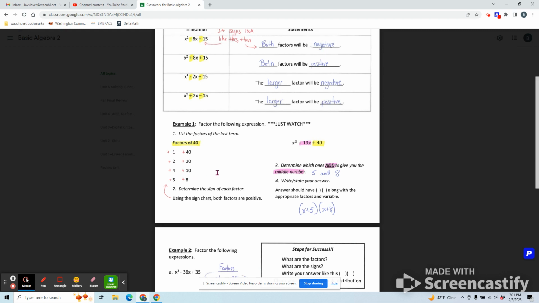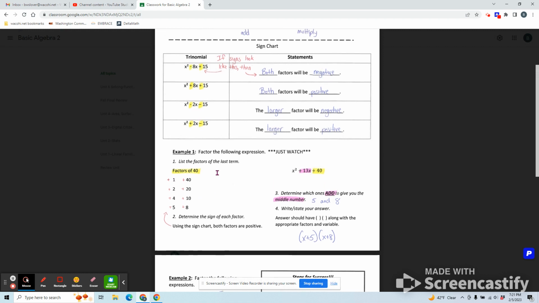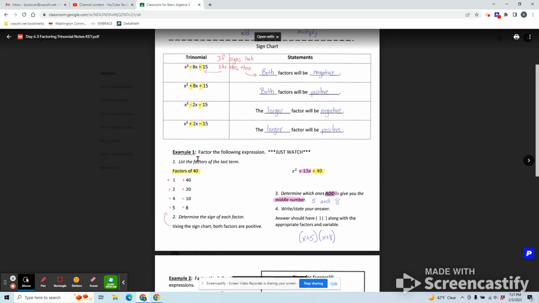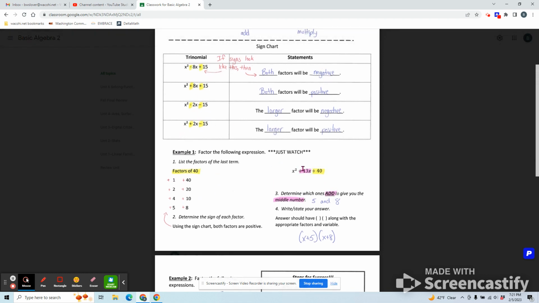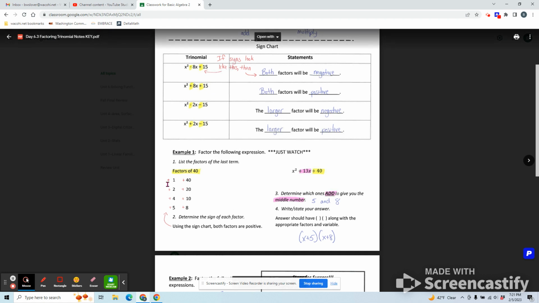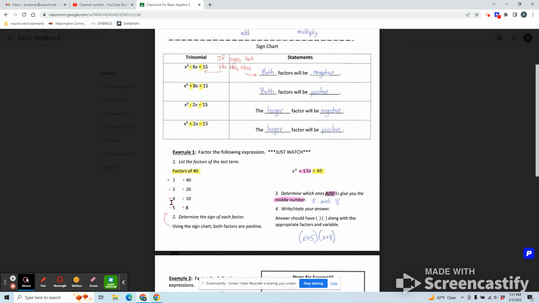After that, I need to determine the sign of each factor, and that's where this chart comes in. So it says plus, plus. So I go up here and I find plus, plus. Both factors will be positive, so that's why I wrote red pluses beside everything.